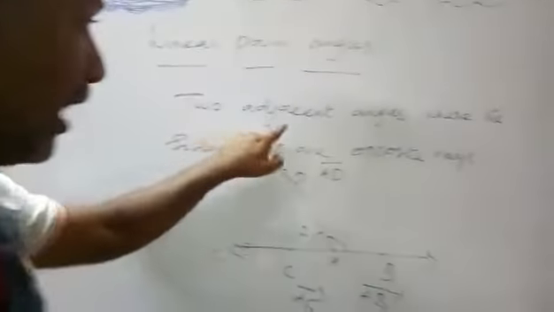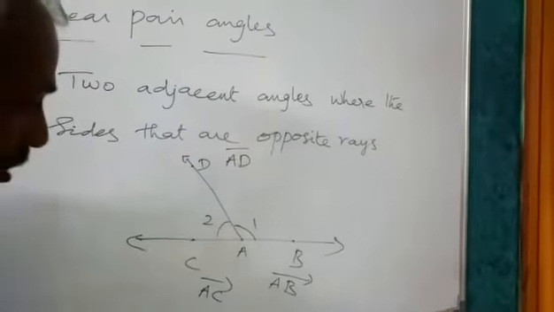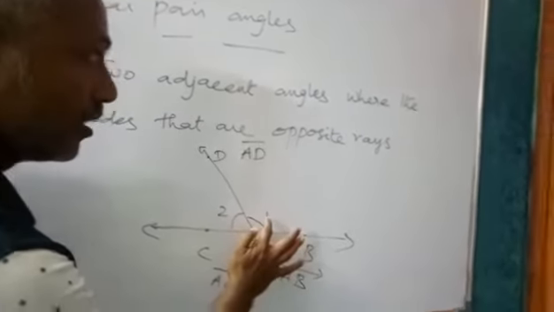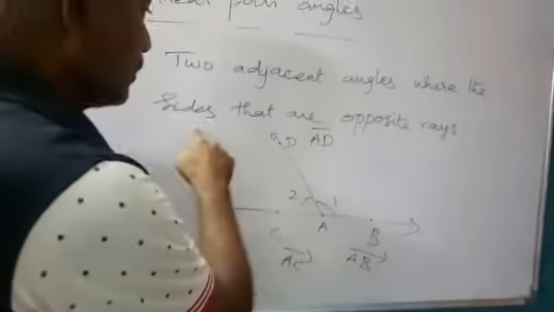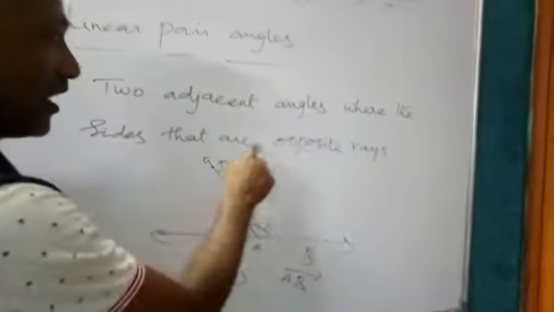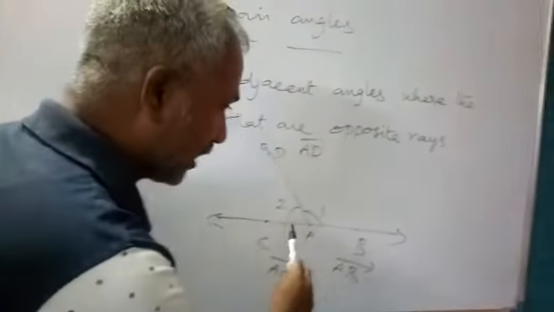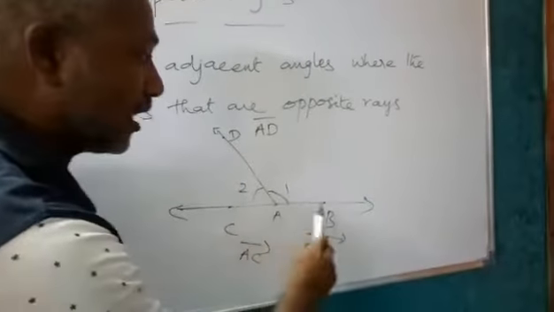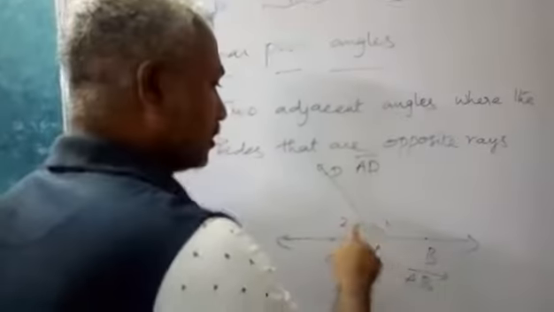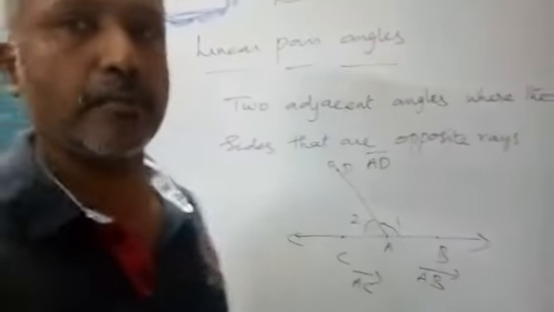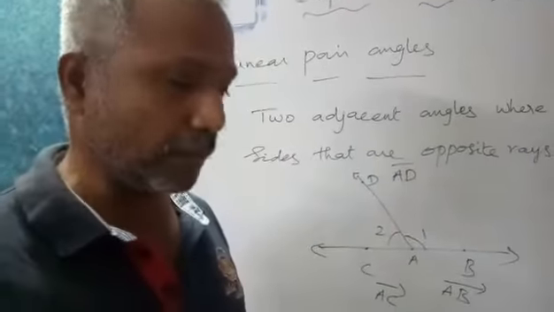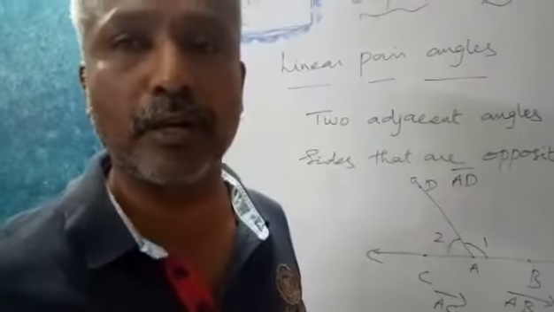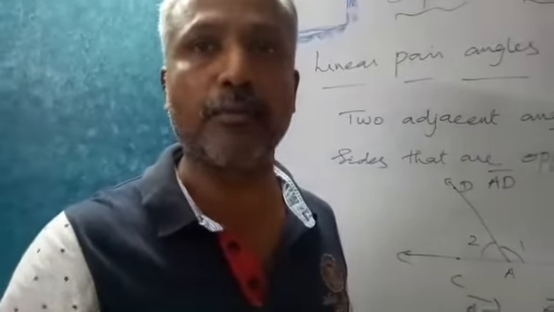Two adjacent angles, where the sides that are not common are opposite rays. Here those sides are AB and AC. Those two rays are opposite rays, so these two angles are called linear pair angles. Whenever angles form a linear pair, their sum will be 180 degrees, because this is a straight line, and a straight line means the total angle is 180.